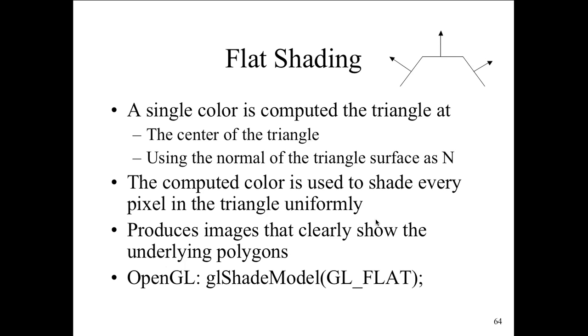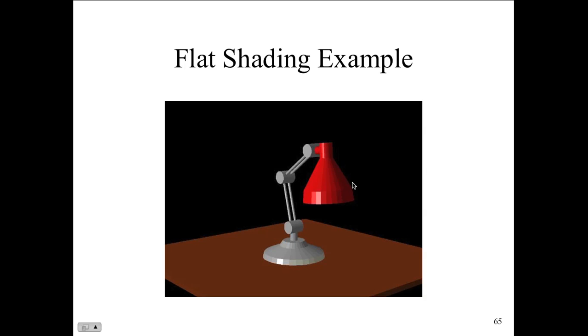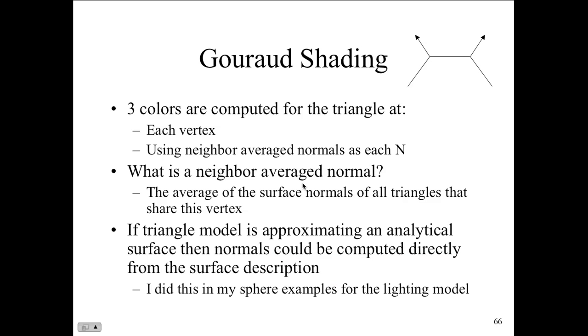In flat shading, a single color is computed for a triangle at the center point of the triangle, and it's shaded outward, using the normal of the triangle surface. You compute the color. The computed color is used to shade every pixel of the triangle uniformly. So flat shading makes it uniform among the entire surface normal. It produces images that clearly show underlying polygons. And here we go. We can see the underlying polygons in terms of the shading. This is our Pixar example, actually. So you can put a light source in there and shade it down. But this is shaded. You can see how the shading is applied, and we can see the distance.